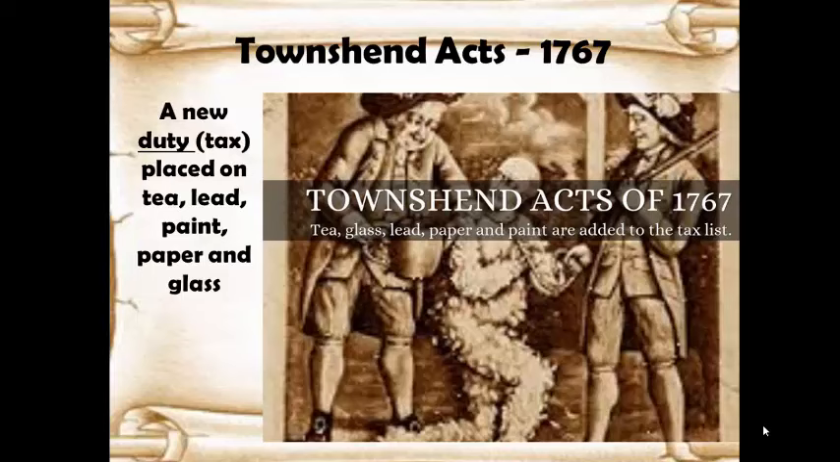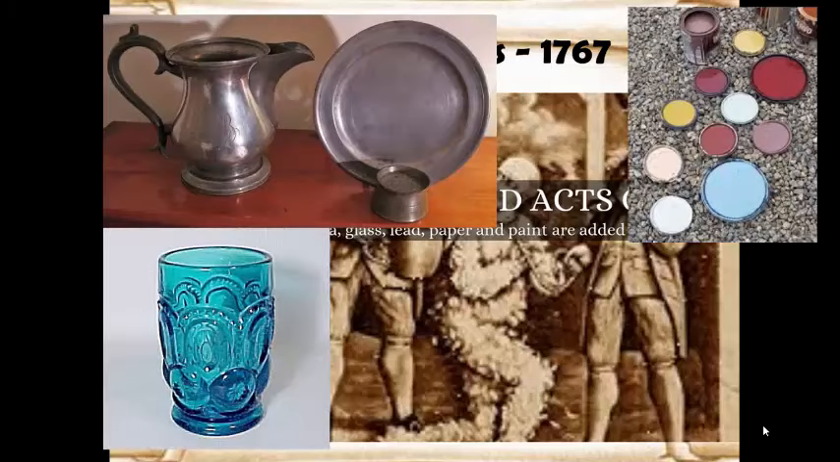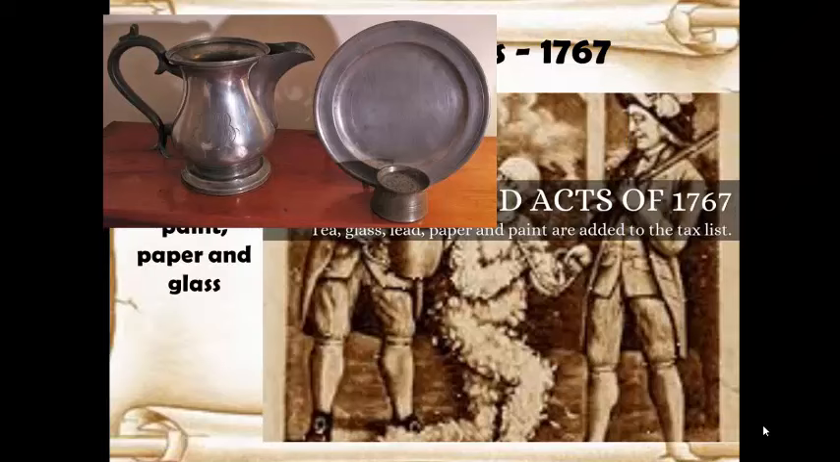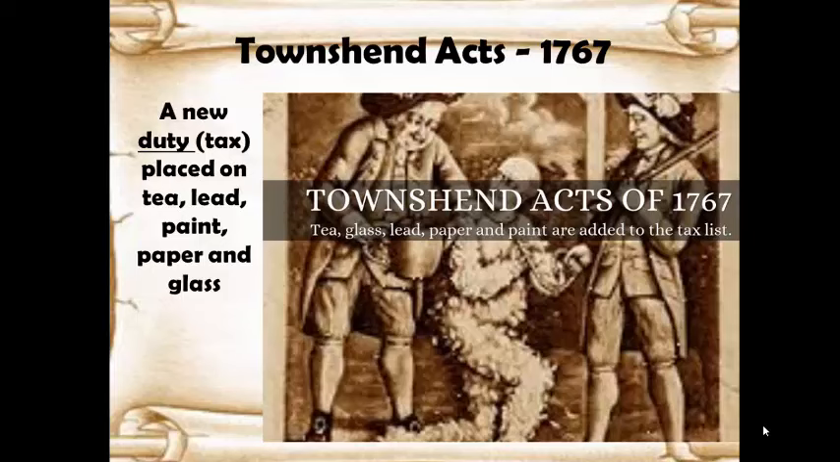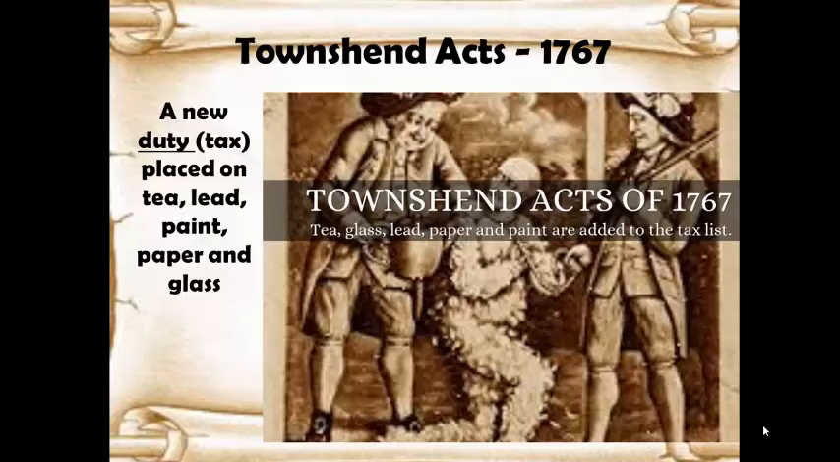They put a duty or tax on what were known as finished goods, and these were the things that the colonists weren't really good at making for themselves, things like glass and paint and lead. And Parliament thought this might go over a little better because it wasn't a direct tax, but no. If you look at this picture here, this is a tax collector, and a lot of times the colonists took out their anger on the tax collectors.